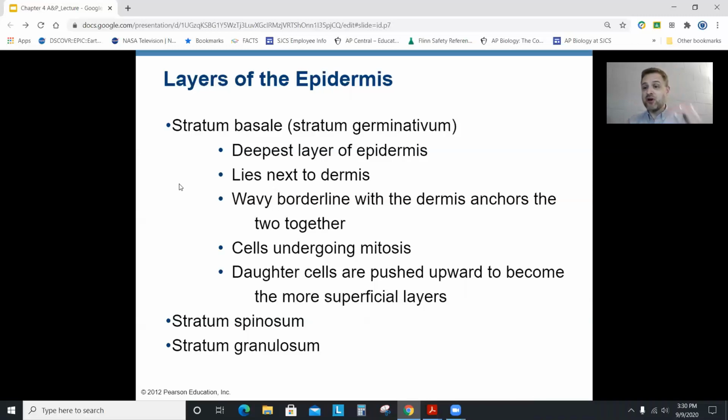The next 2 layers working their way up are called the stratum spinosum and the stratum granulosum. These 2 we're not really going to talk about very much. You just need to know the proper order of the layers. One thing I should point out: the epidermis and the dermis attach to each other very well, but they can become separated. For example, if you have a blister on your hand or on your foot, maybe from a shoe that doesn't fit quite right, that wear and tear can cause the dermis and the epidermis to separate, and fluid can get in that space, and that causes a blister. Blisters can be pretty painful.